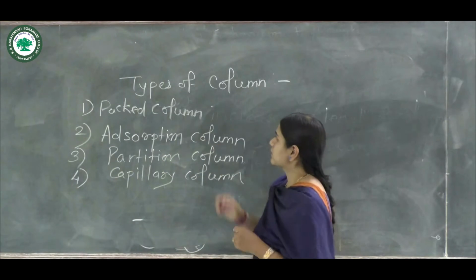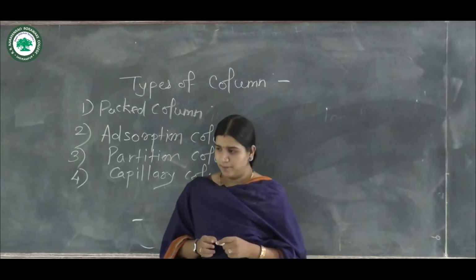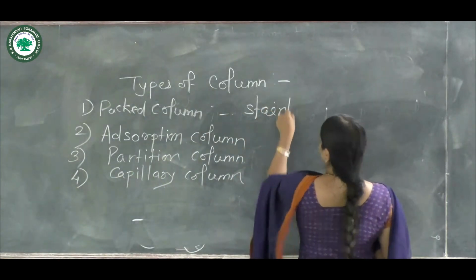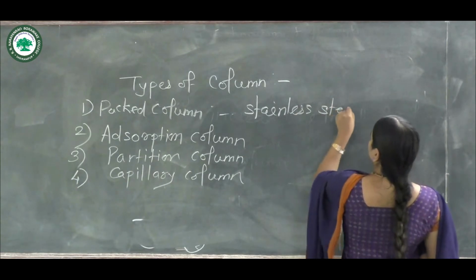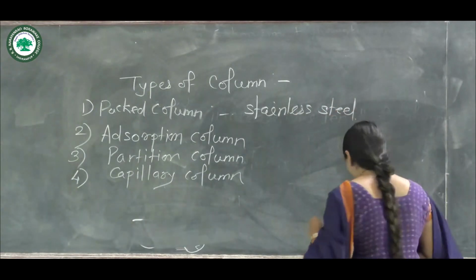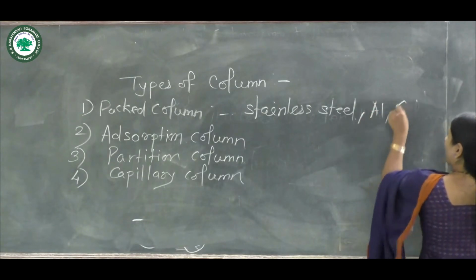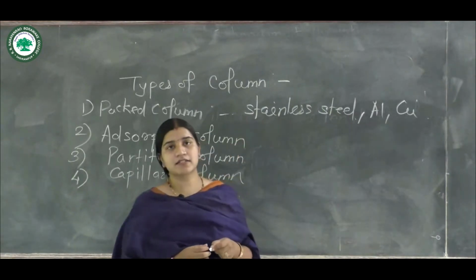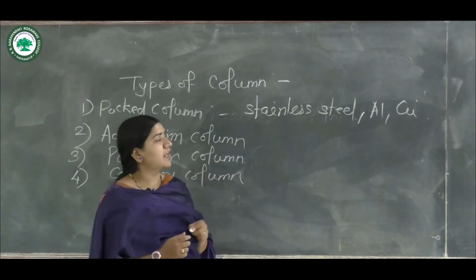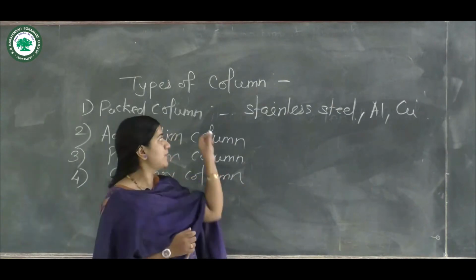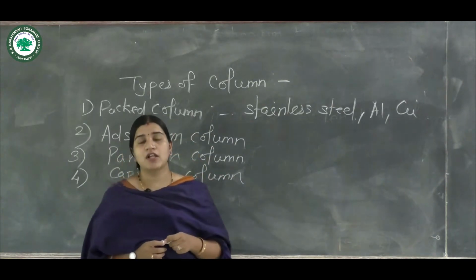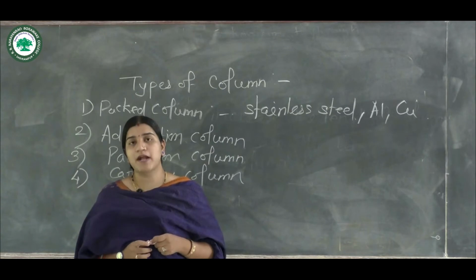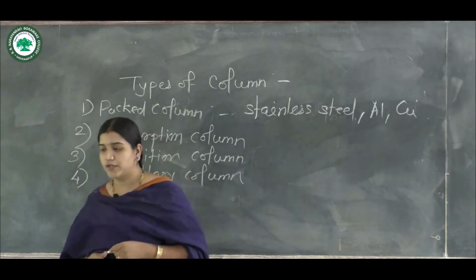So the first column is the packed column. Packed columns are made up of either stainless steel, aluminium, copper or glass material. Now as the name indicates, the packed column is completely packed with the adsorbent. So what are the different types of adsorbent that we are using in the packed column?